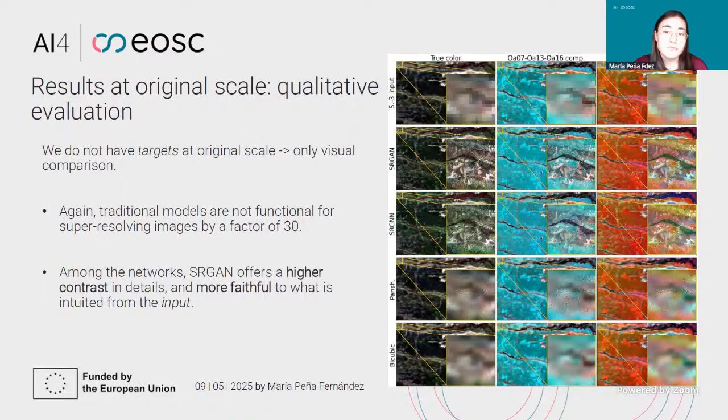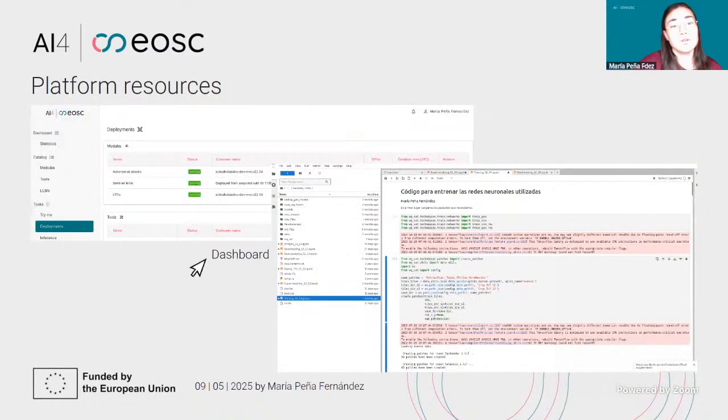In the case of the networks, we see again that the GAN seems to perform better, with a higher contrast in details, and also seems much more faithful in color composition to what can be intuited from the input. So going to the AI4EOSC platform resources itself, we have created a deployment.